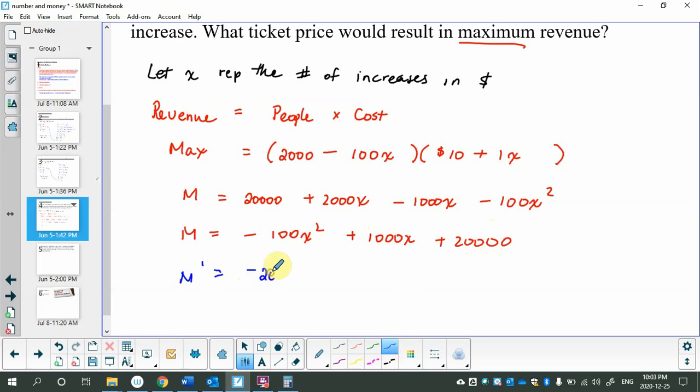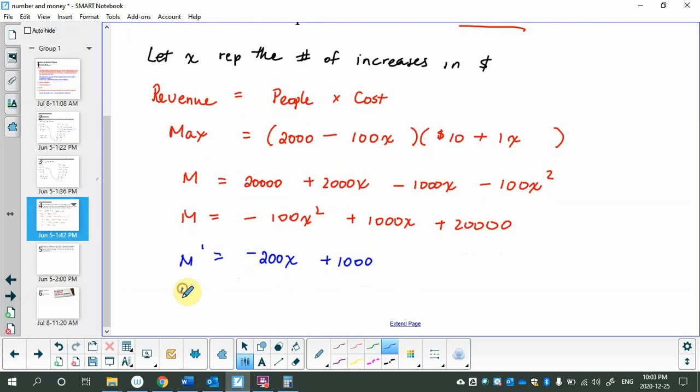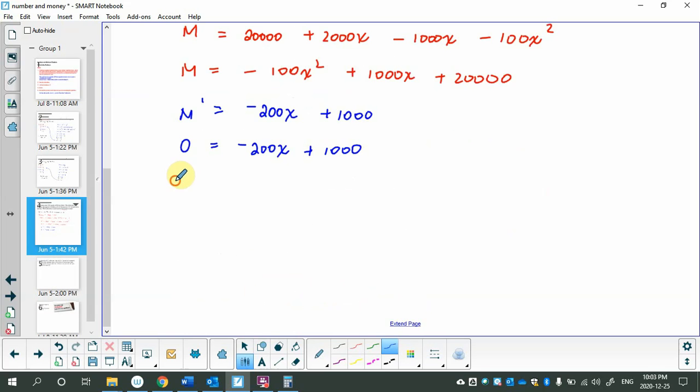So negative 200x plus 1,000. And yes, I need to set that equal to 0 and you will lose a half mark if you don't show that 0, because if you start dragging things across the equal sign without having a 0 there, your math is actually non-logical. So I'm solving for x now, and I end up with x is equal to 5.